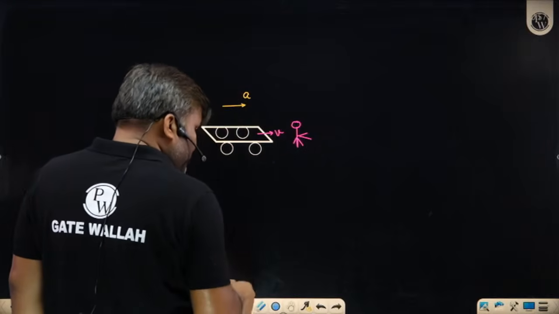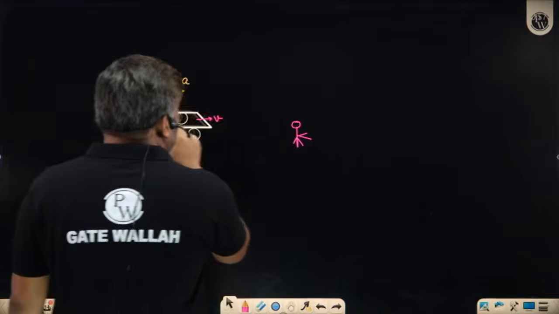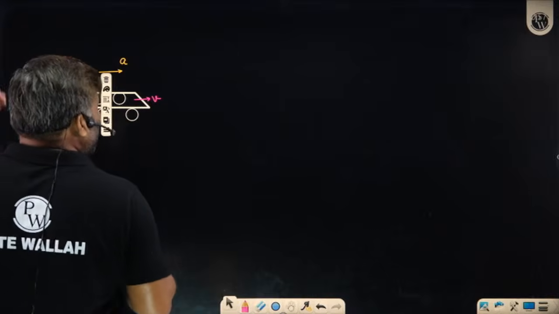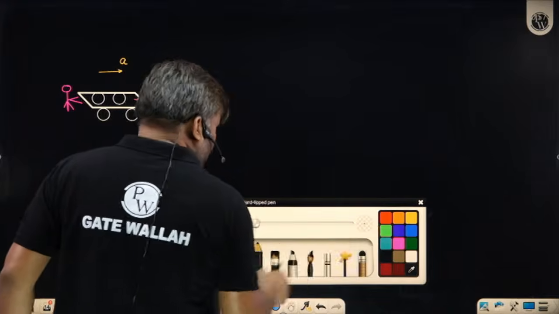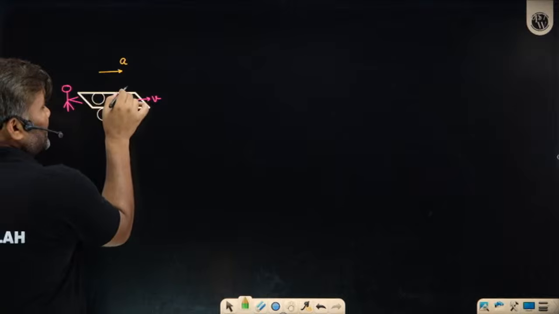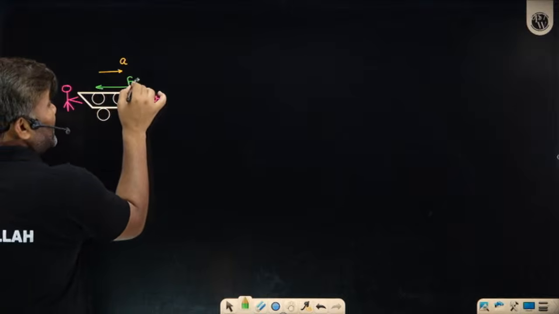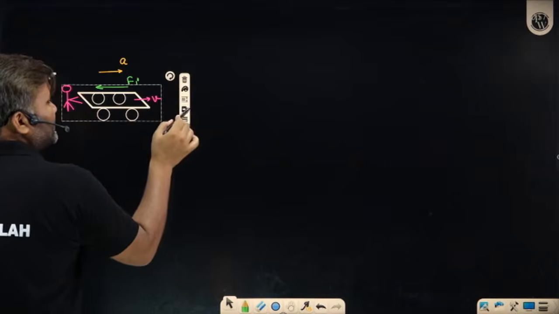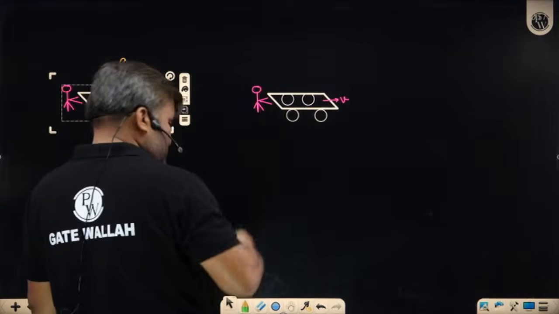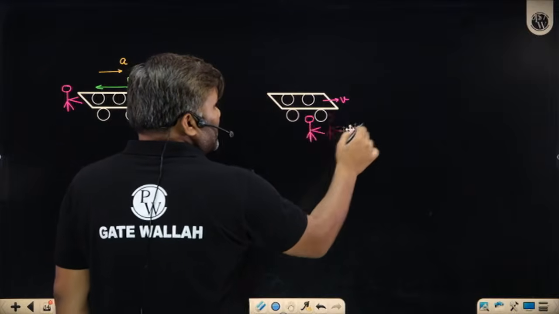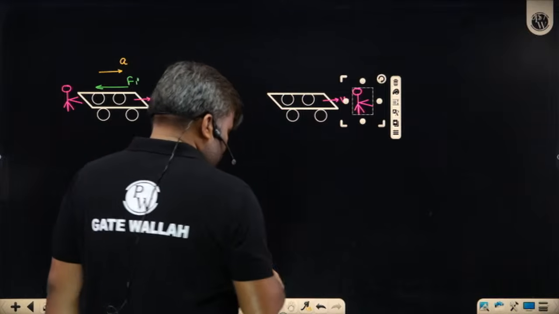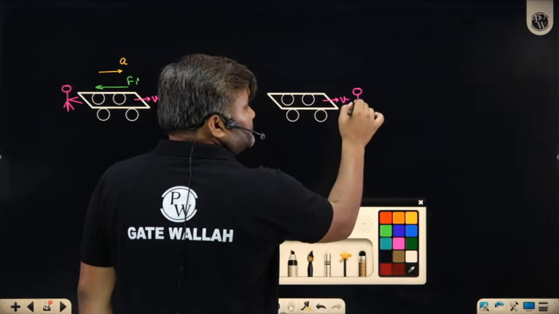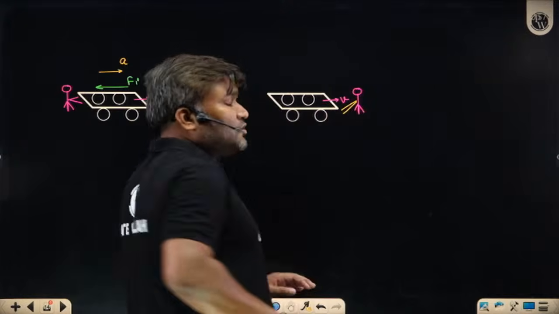Let me make two different diagrams. In the first case I have shown this guy pushing the cart, acceleration is in this direction, so this guy will feel that the inertia force is acting in this direction. You can feel the inertia force opposite to acceleration. In the second situation, the same cart is moving in this direction, but this guy is ahead of it and is trying to stop it.